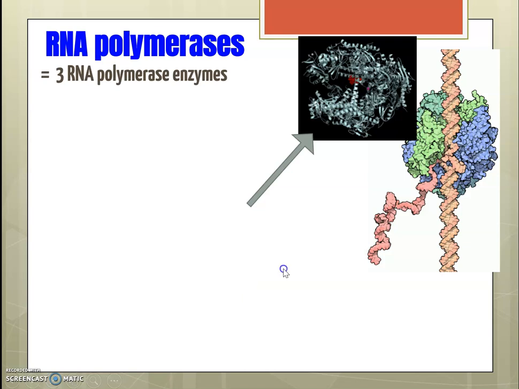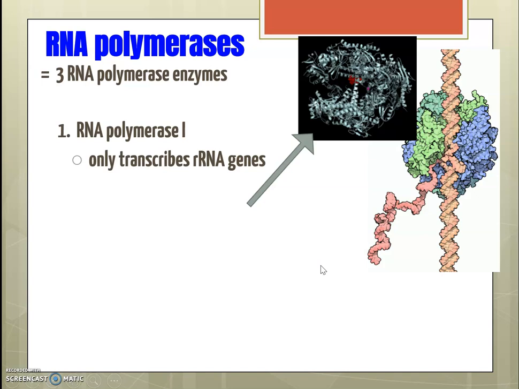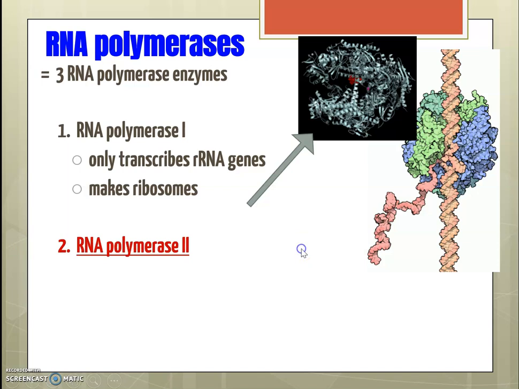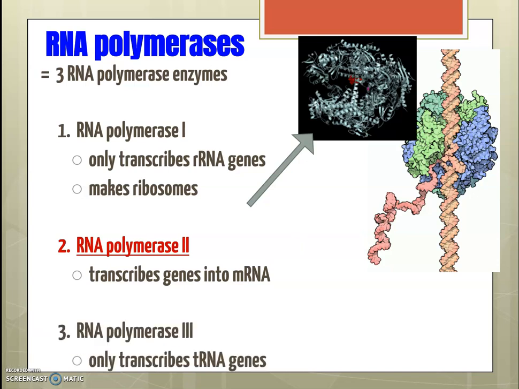There are 3 different types of RNA polymerases. You have one which only transcribes rRNA genes, so the genes to create that ribosomal RNA, and it makes ribosomes, obviously. Then we have RNA polymerase 2, which transcribes genes into the mRNA, which is the entire process of transcription. And then we have RNA polymerase 3, which only transcribes our tRNA genes, or transfer RNA genes.